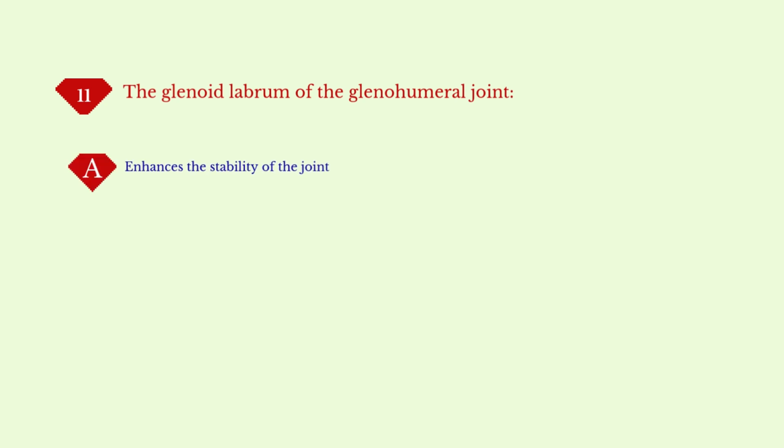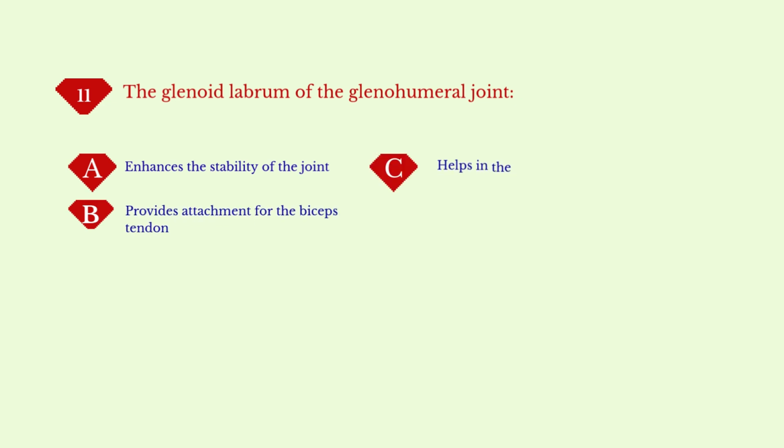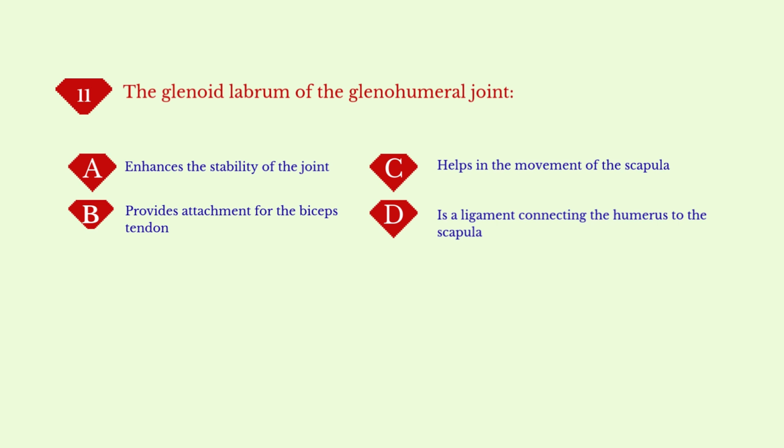A. Enhances the stability of the joint. B. Provides attachment for the biceps tendon. C. Helps in the movement of the scapula. D. Is a ligament connecting the humerus to the scapula.